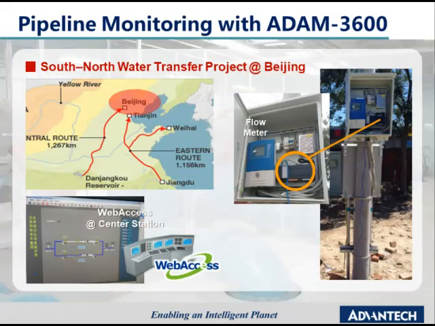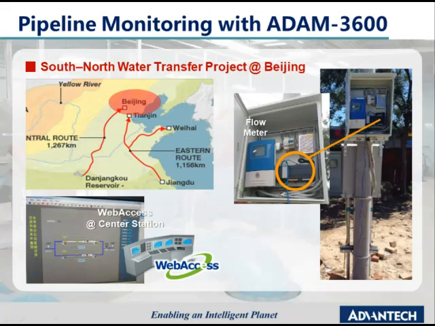For this application, Advantech 3600 is used in an important project in China, which is called the South-North Water Diversion Project. In China, the south area is rich in water resources. On the other hand, the north area lacks water resources. So the China government came out with the idea to transport the water from the south area to the north area to solve this issue.